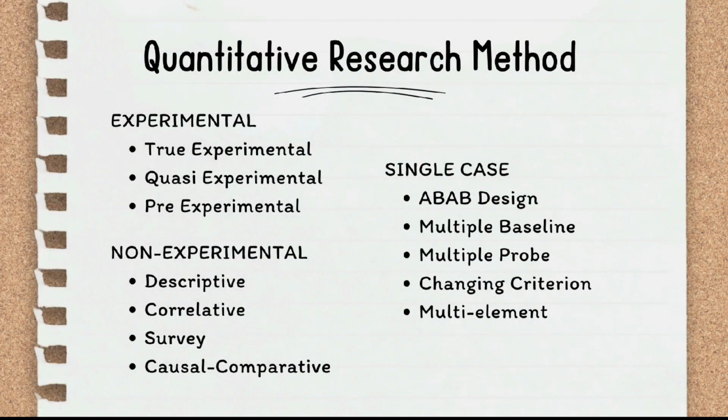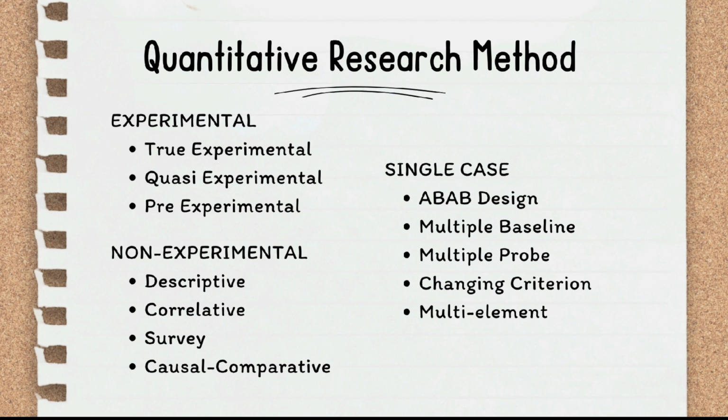Okay guys, let me explain more specifically about the quantitative research method. Let's talk about experimental first. There are true experimental, quasi-experimental, and pre-experimental. And we have non-experimental too. They are descriptive, correlational, survey, causal comparative, and also single case. We have AB designs, multiple baseline, multiple probe, changing criterion, and multi-element.